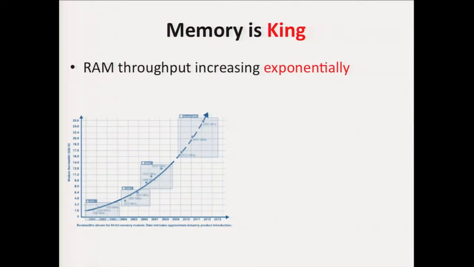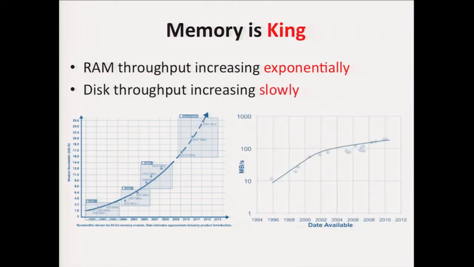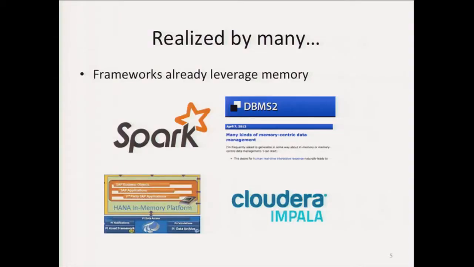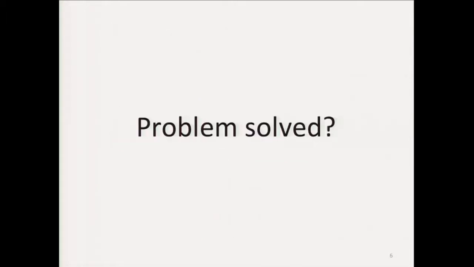Okay, first of all, memory is king. RAM throughput increases exponentially every year. On the other side, disk throughput increases slowly. This leads to the consequence that memory locality is the key to achieving interactive response time. This has been realized by many frameworks that leverage memory to achieve better performance, like Spark, HANA, Cloudera Impala. So then the question is, is the problem fully solved? The answer is no, otherwise I wouldn't be talking here.